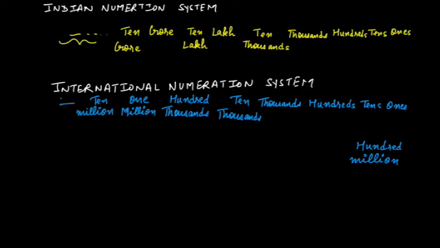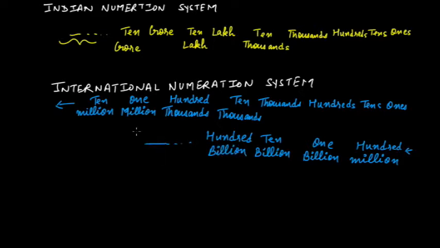I'm writing it here because I was short of space, therefore I'm starting from here. 100 million, then we have 1 billion, then 10 billion, then 100 billion. And it goes on. So you could see that this was common here. But here it's only up to 10,000s, and here we have till 100,000s.